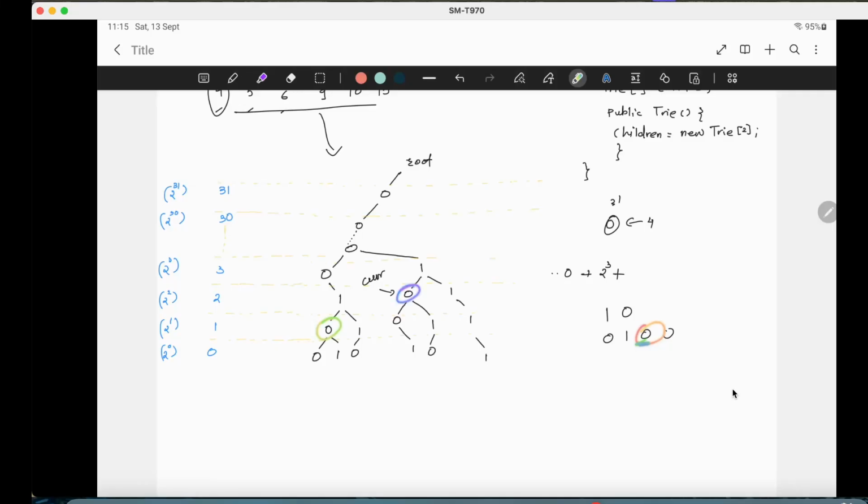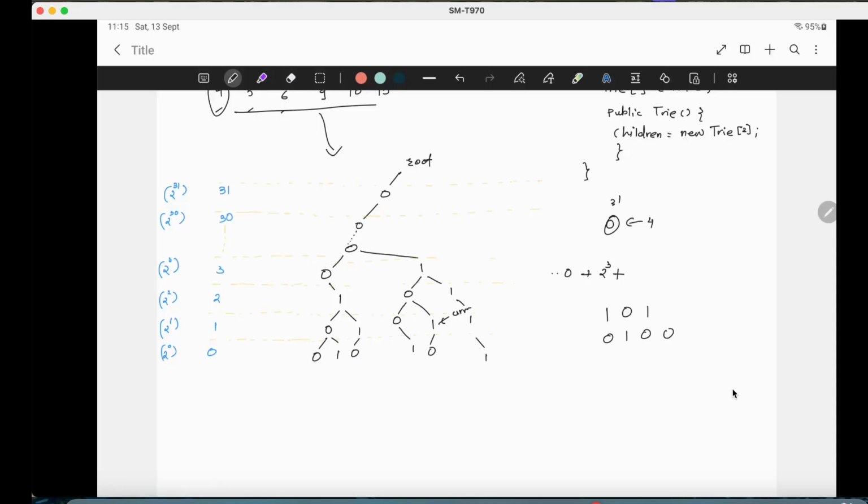So for this 0, do we have 0 available? That is something we have to see. Sorry, it is 0, right? So is 1 available, that is something we have to see. The opposite bit is something we are looking at from this current. Yes, obviously 1 is available, so we can consider that. So here it is 1. Now current is basically pointing here.